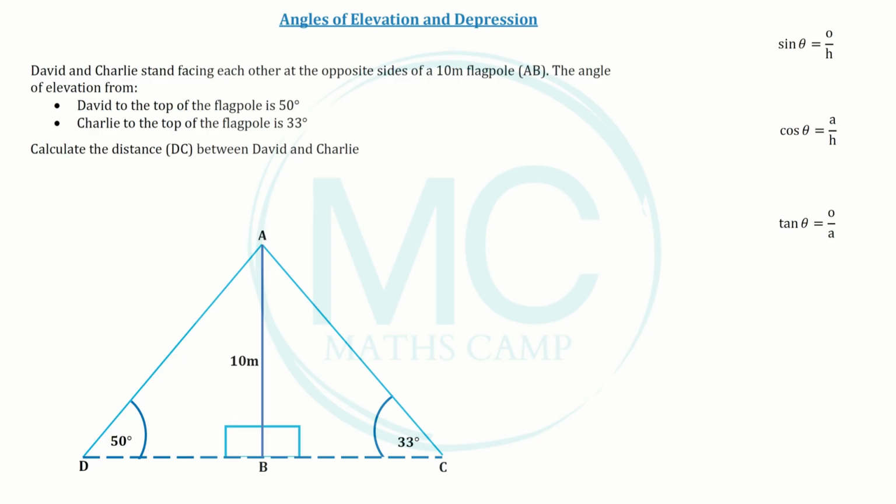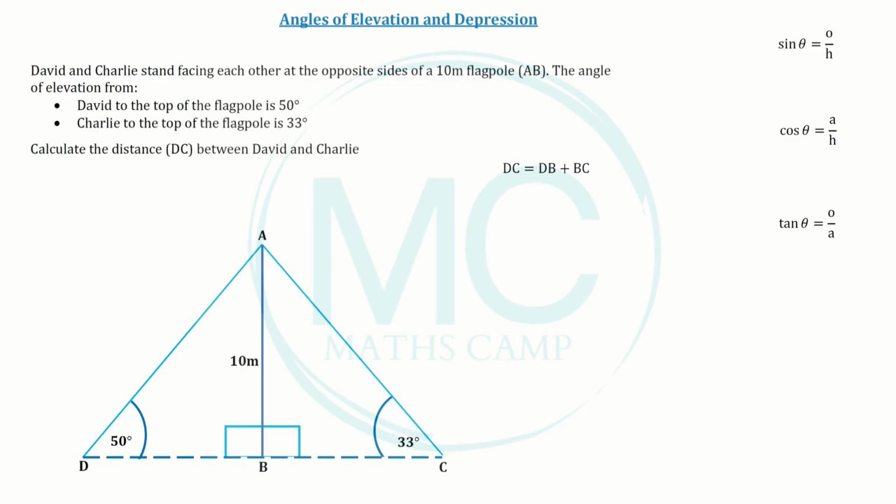Now we need to find the length of the distance DC between David and Charlie. But in triangle ADC, we don't have a right angle, nor do we have enough information to find this distance. So we need to look at what we do have. We can see in our diagram the length of DC is the length of DB plus the length of BC. So let's make a note of this up here. Now DB is one side of the right angle triangle ADB, and BC is one side of the right angle triangle ABC. And we can use trigonometry to find both of these sides.